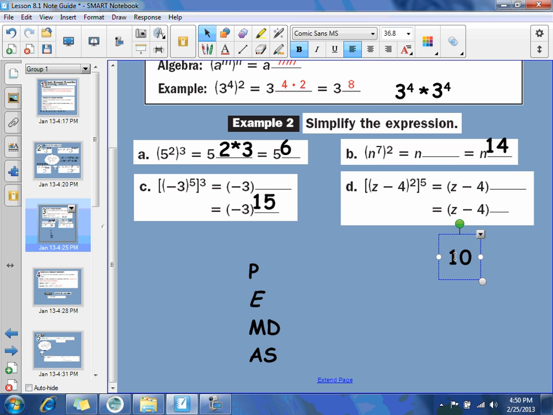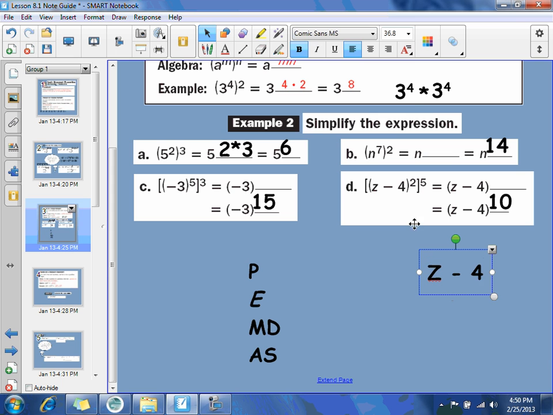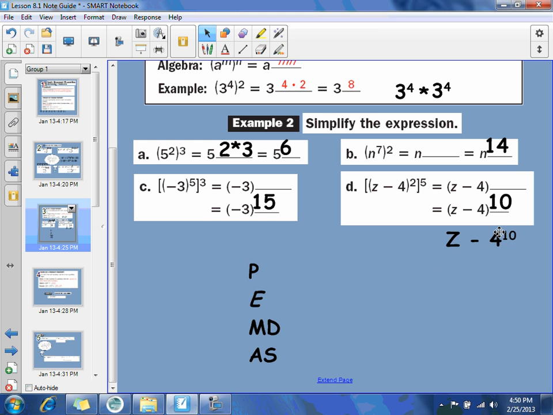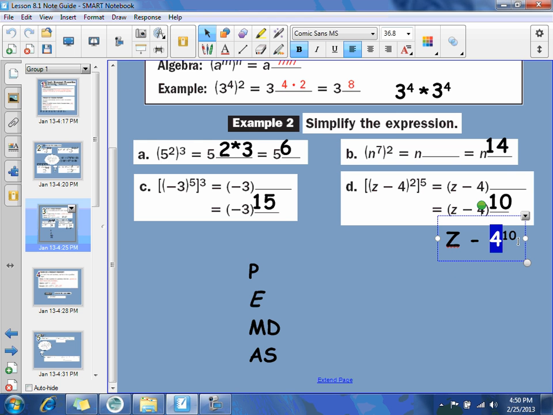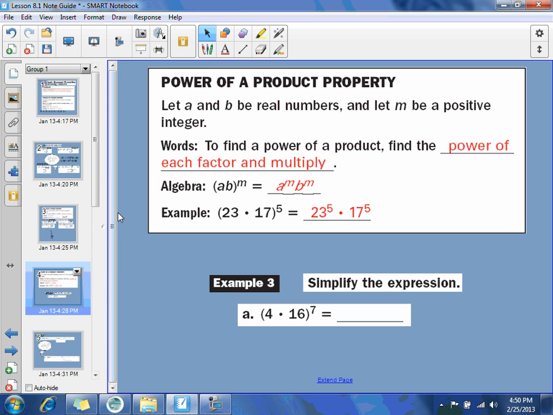And then to the fifth power, my answer is that subtraction problem to the 10th power. Now be careful, z minus 4 and then that number to the 10th power is very different than the answer we have here, because look at who the exponent is touching. It's only touching the 4. We want it to touch the subtraction problem, so that is not your right answer. Delete, go away.